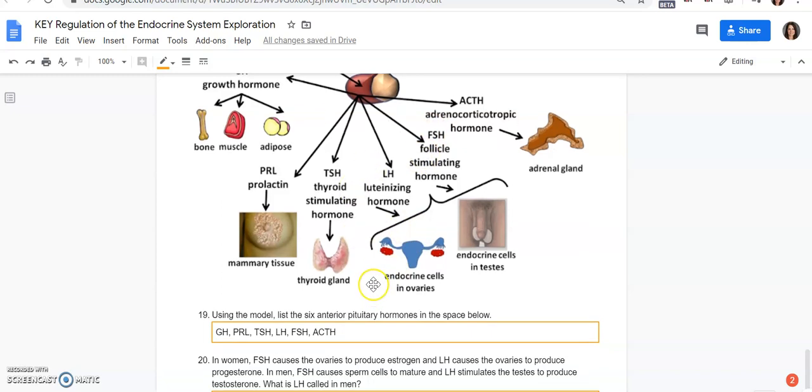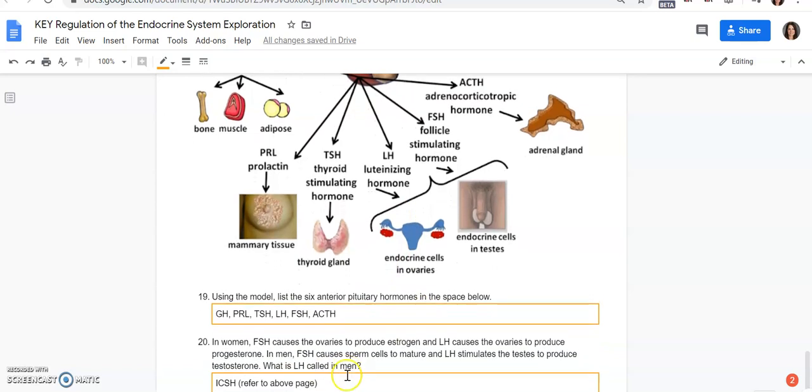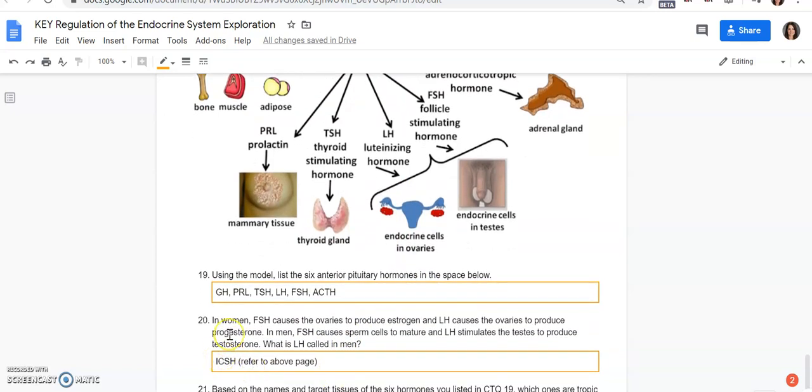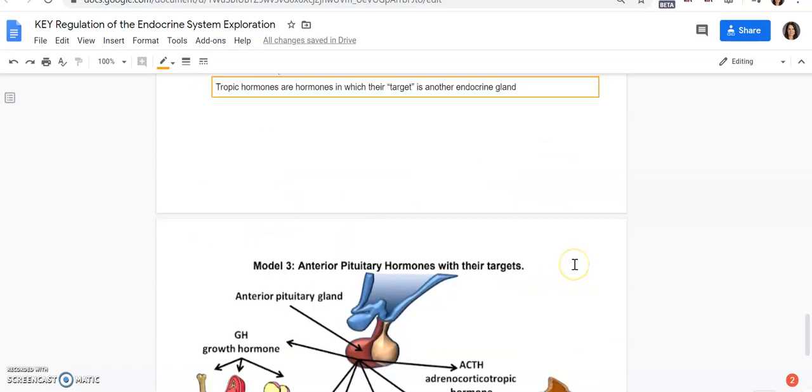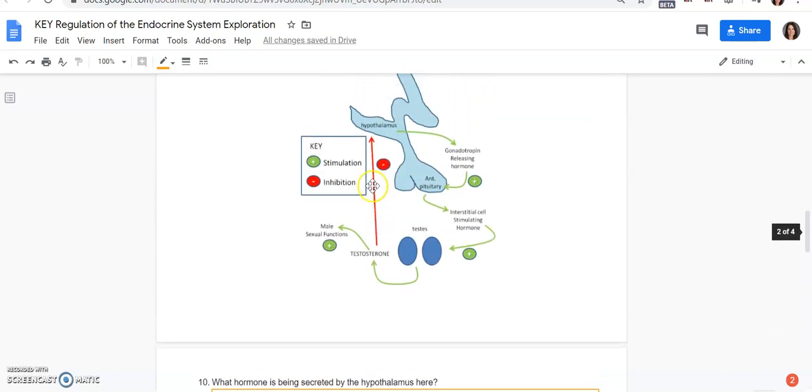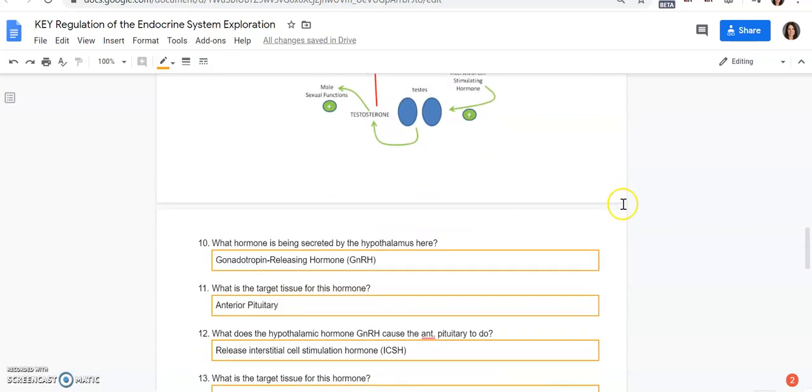testosterone. So what is LH in men? LH is actually referred to differently in men. It's not called luteinizing hormone because luteinizing hormone is only used in the ovaries to release follicles. It's called the ICSH. So refer to the page above. This model right here, it is referred to as this hormone, interstitial cell stimulating hormone in males.